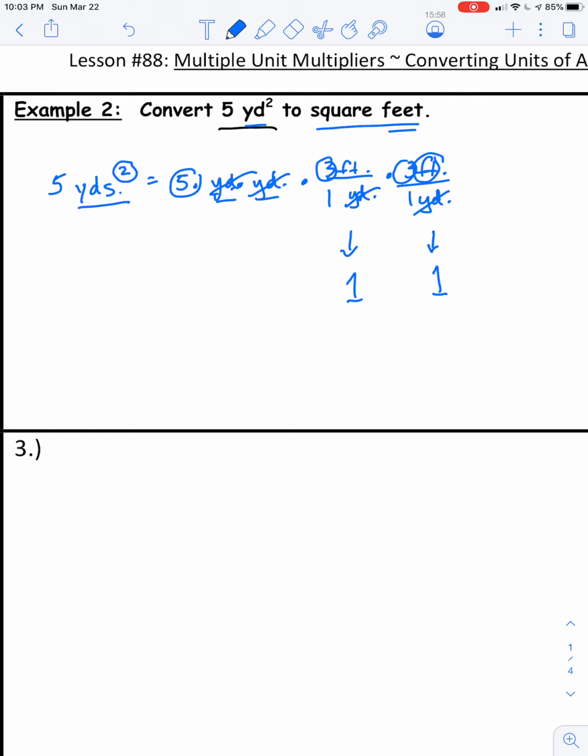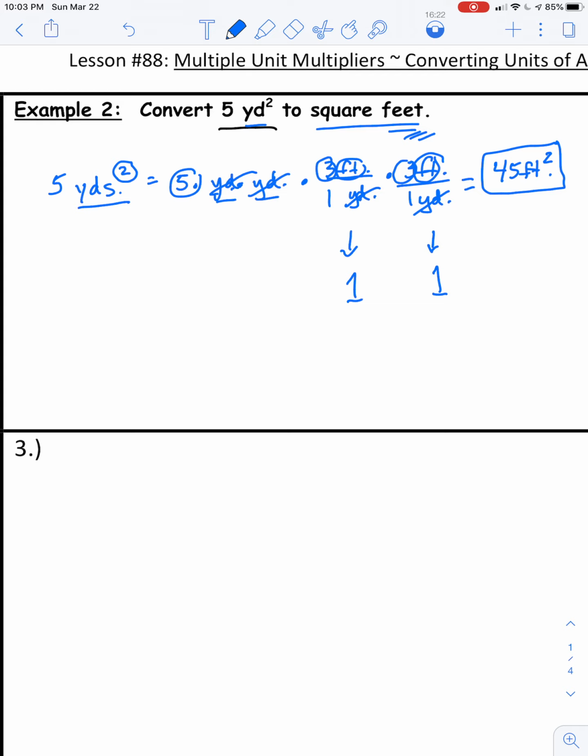And we have feet, which is what we're trying to get to, remember? So that is 9 times 5, which is 45 feet. And look, we have 2 of those. So it's feet squared. So we successfully converted 5 yards squared to 45 feet squared. And that would be your answer there.